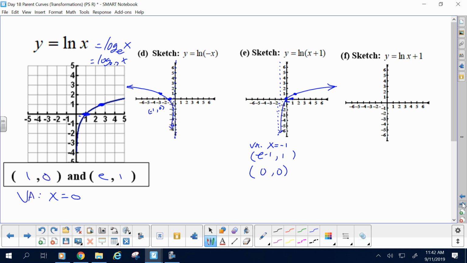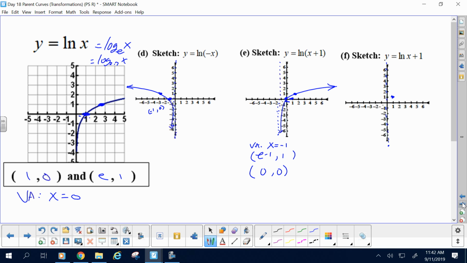All right, log of x plus 1 outside, no parentheses. That shifts it right, left, up, or down. Up 1. Does up 1 change the vertical asymptote? No, so it's still there. What about the point (1, 0)? If it gets shifted up 1, what changes, the x or the y? The y. So x stays 1, the y changes to 1. I said it wrong, but you get the idea.